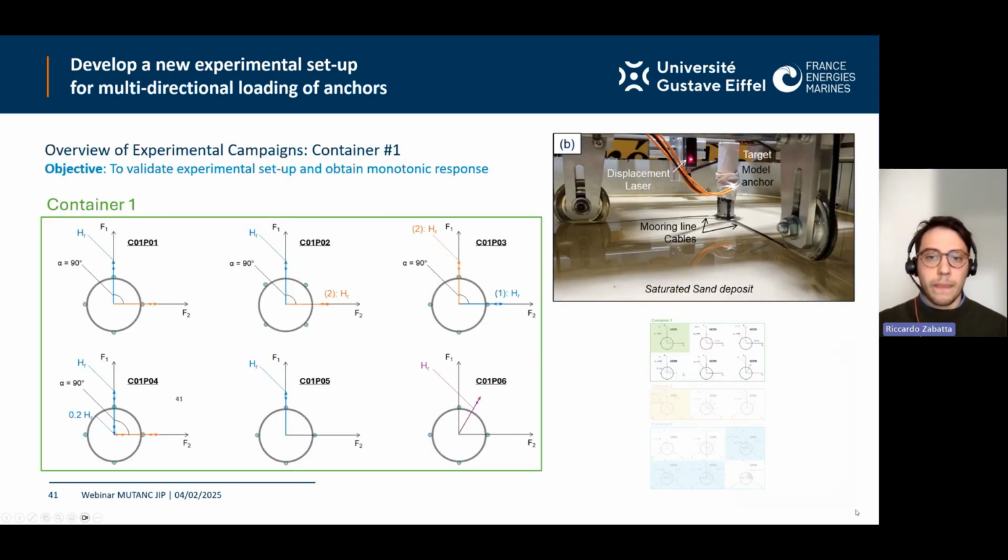We have performed 3 campaigns of tests. Here you see the first one, with different tests sketched in these graphs that you will see along our presentation, where basically we loaded the pile first in one direction, in blue, and secondly in a perpendicular direction, in orange. We started observing the response of the soil-pile system to these subsequent loads. And then we moved to more advanced tests, which were really multi-directional. On the next slide.